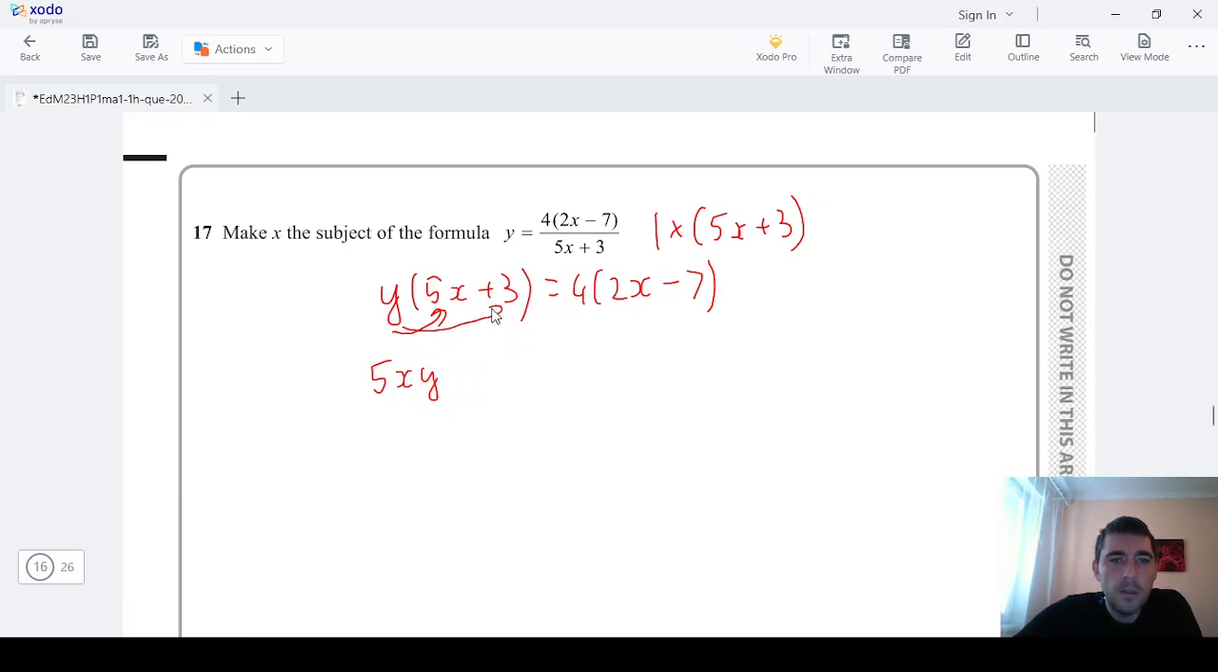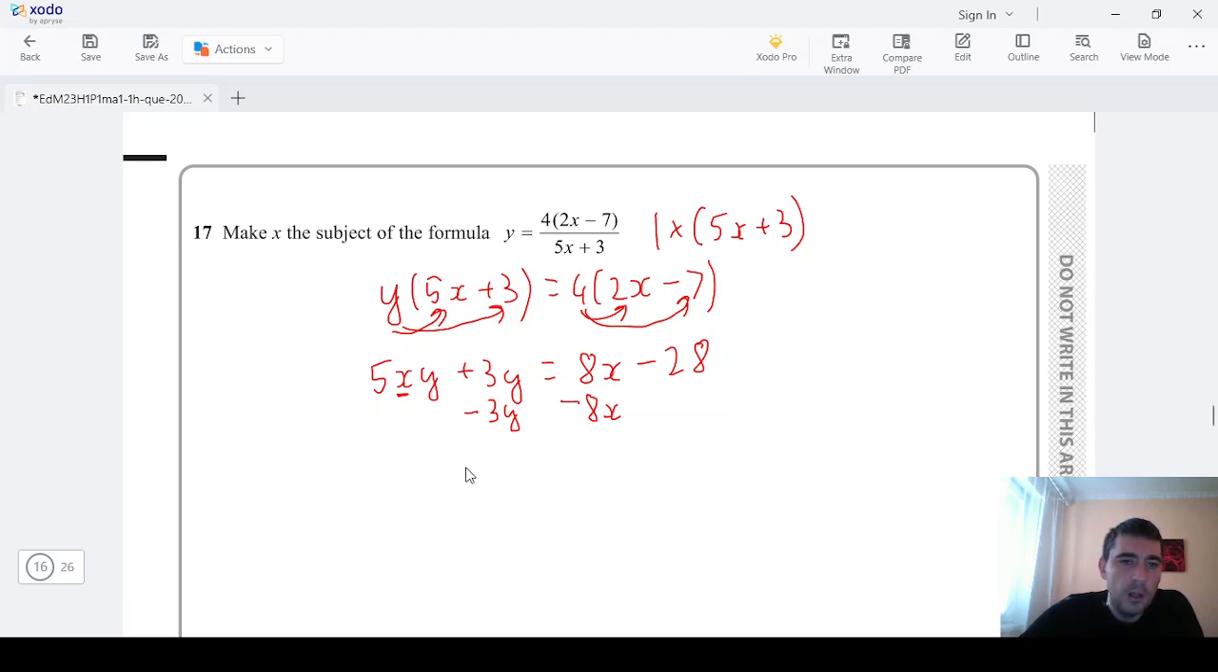5xy, then plus 3y equal to 8x and minus 28. So moving everything what's with x to left hand side, so we've got minus 8x, okay, and we move everything what's doesn't have any x, so this one we can see we've got x, so we leave that, don't touch it just yet. So we only need to move 3y to the other side by taking away.